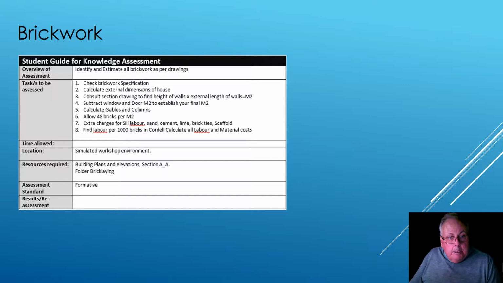Number 1, we need to actually check the brickwork specifications, calculate the external dimensions of the house, consult section drawings to find the height of the walls and the external length of the walls, times those for your square meter. Subtract the window and door square meter areas to establish your final square meter rate. Calculate gables and columns. When we're working out bricks, we will use 48 bricks per square meter.